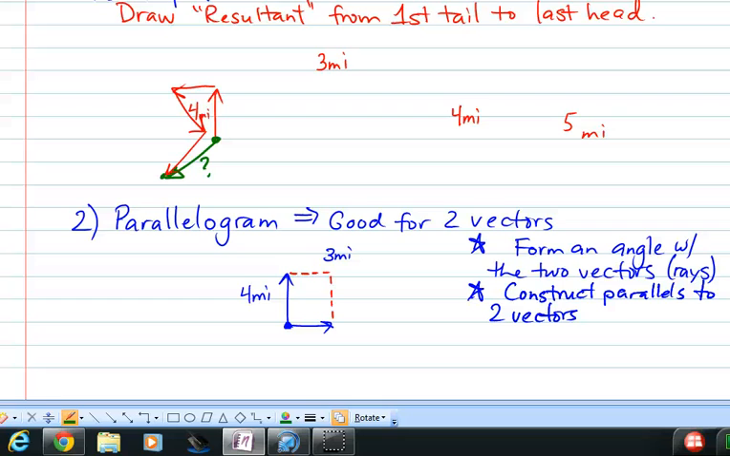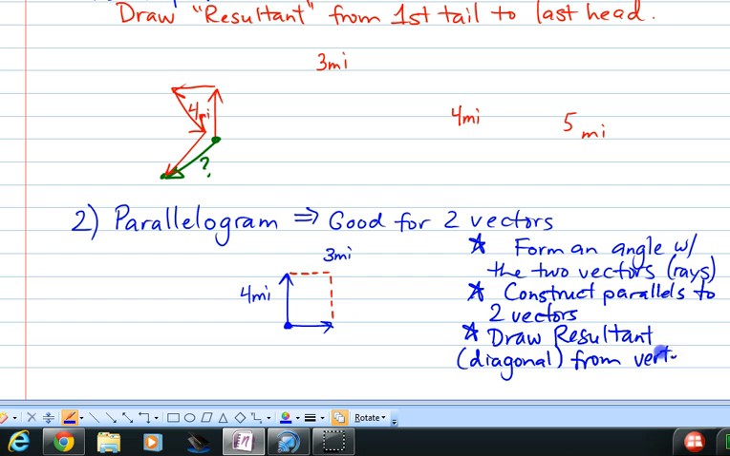And then my last step is to draw the diagonal, or the resultant, which is a diagonal, from that vertex to the opposite side. So what I mean by this is I start at the vertex right here and I go to the opposite side, and that is my resultant.